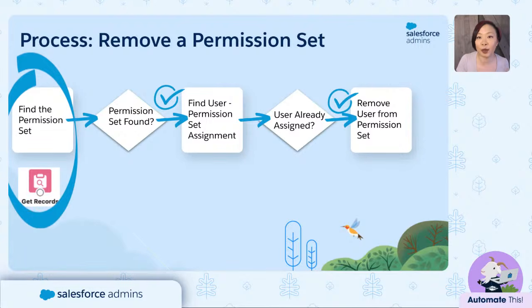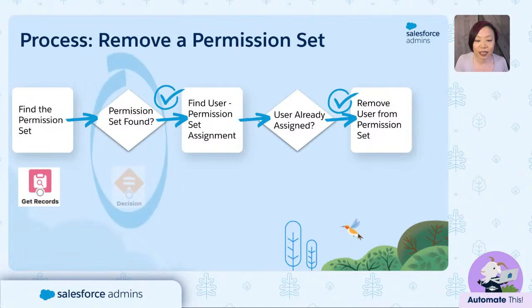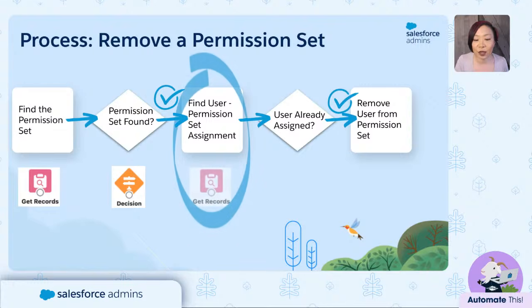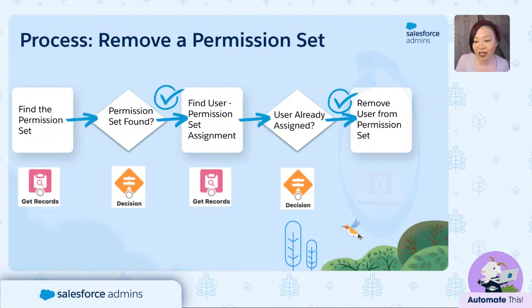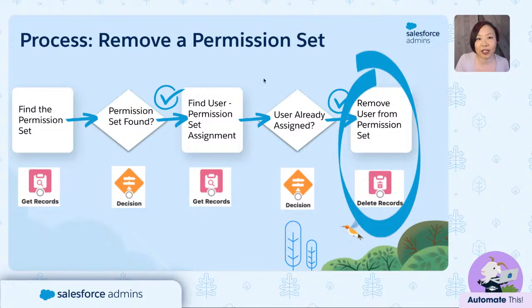So here we're going to do a get records. Next, we're going to have a decision to make sure that we found something in the get records. Next, we're doing another get records to find the record with the user and permission set combo. Next, we have another decision to determine whether we found a record in the second get records. And then lastly, we are going to do a delete records here of that permission set assignment.